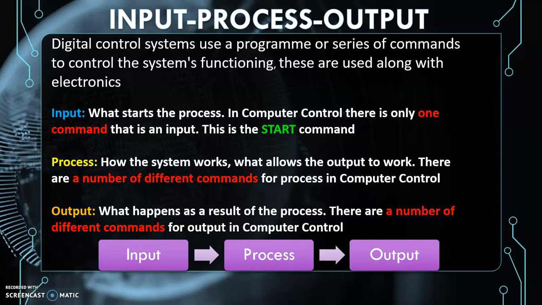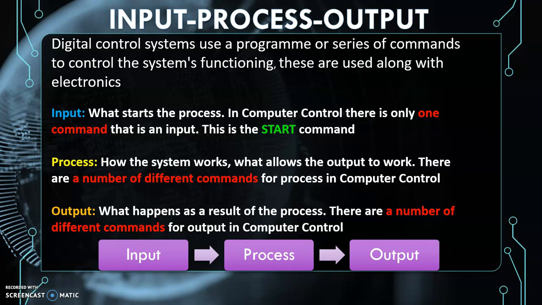Input is what starts the process, you know that. In computer control, there is only one input command. That is your start command, so it starts everything off. Everything else is a process, even though it may say input on the commands. It is not an input. Well, technically it is an input, but I would always class it as a process, because you have to always use start first, which starts your program.